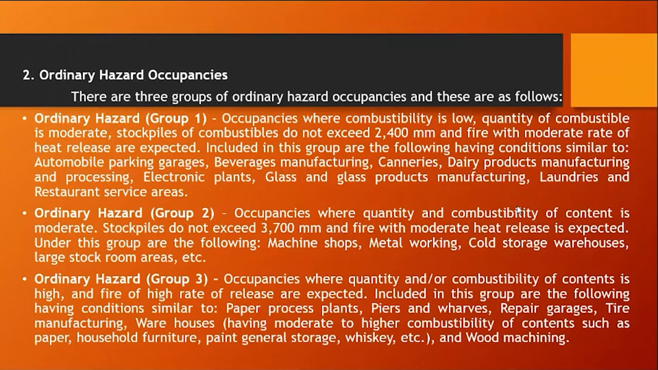Next is group 3, occupancies where quantity and or combustibility of content is high and fire of high rate of heat release is expected. Included in this group are the following having conditions similar to paper process plants, piers and wharves, repair garages, tire manufacturing, warehouses, and wood machining.